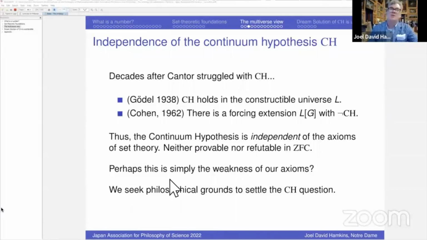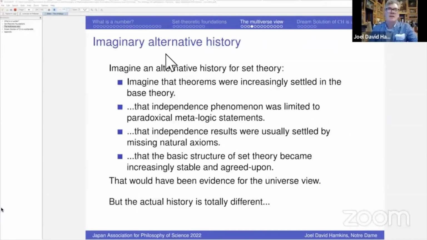On what grounds do we extend the axioms? And what would be the reasons for adding new axioms to set theory or their negations? It's not a mathematical question at that point, but rather a philosophical question. So let me imagine an alternative history.